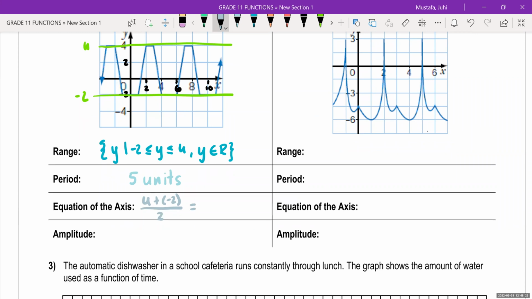4 minus 2 is 2. 2 divided by 2 is 1. So we would say the equation of axis is that y is equal to 1. We always want to show that on the graph as well. So I am just going to draw a straight dashed line at y is equal to 1.